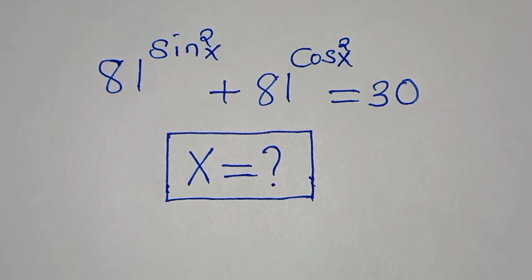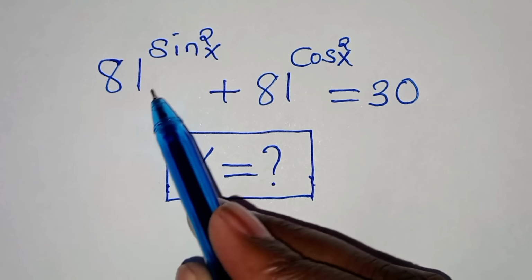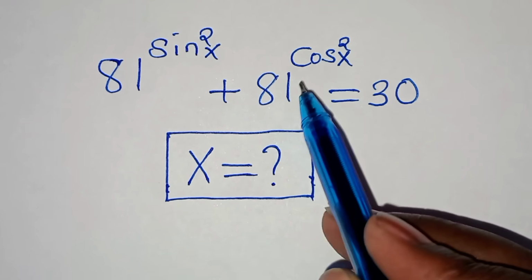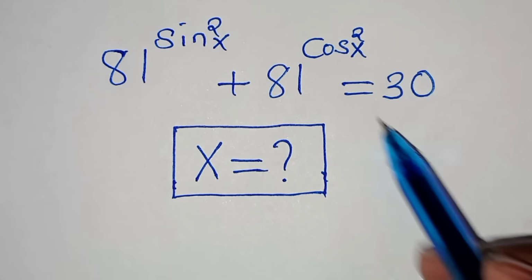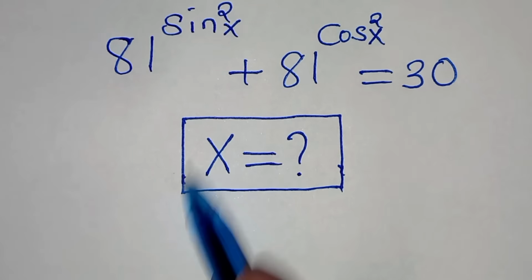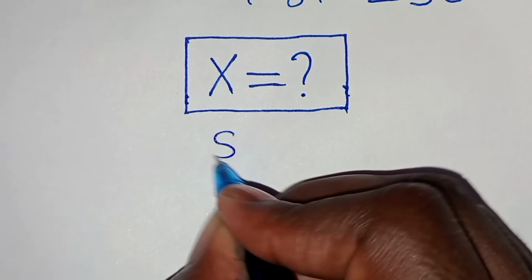Hello everyone, you're welcome to solve this nice trigonometry math problem, which is 81 raised to the power of sin squared x plus 81 raised to the power of cos squared x. This is equal to 30. So what are the values of x? Now let's provide a solution from here.